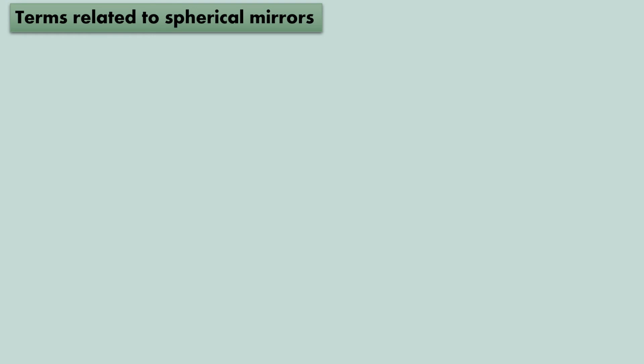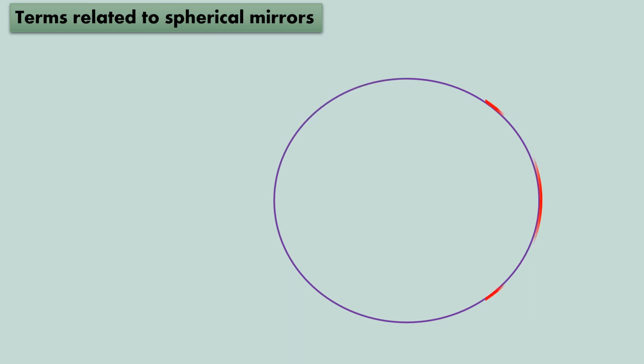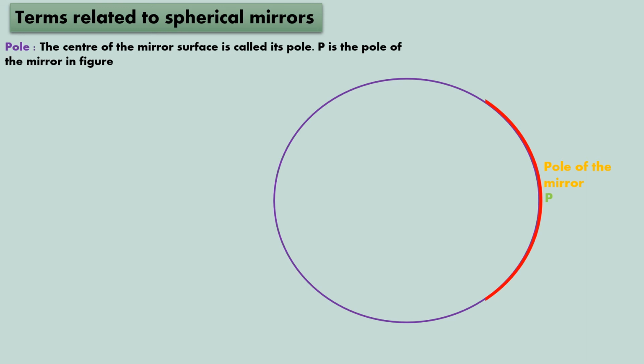Now there are a few terms related to spherical mirrors that we need to understand in order to draw and further understand about concave and convex mirrors. Now this is a mirror that we're talking about. This is the region that is painted. This P that you see is called as the pole of the mirror. Now what is the pole? The center of the mirror surface is called its pole. So this red portion that you see is the spherical mirror and P is in the center. So P is the pole of the mirror in this given figure.